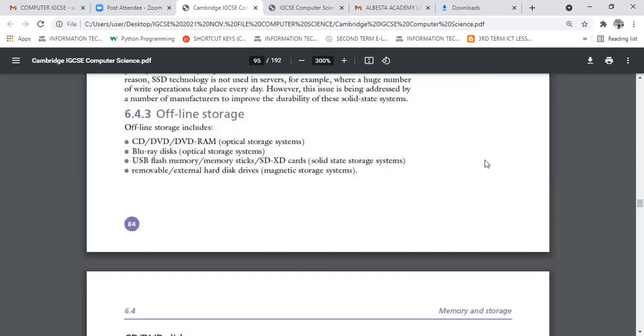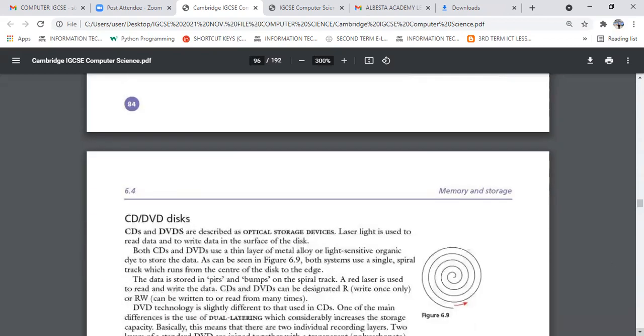Offline storage, okay? CD, that's your compact disc, your DVD, where you can store your information. You can actually buy an empty disc and store your information there, like movies, videos, and all of that. You understand? Blu-ray disc, optical storage system, USB flash memory, that's your flash drive, your SD card. You can as well save information. So that's offline storage. Removable external hard disk, I've talked about that. So you can store your information there.